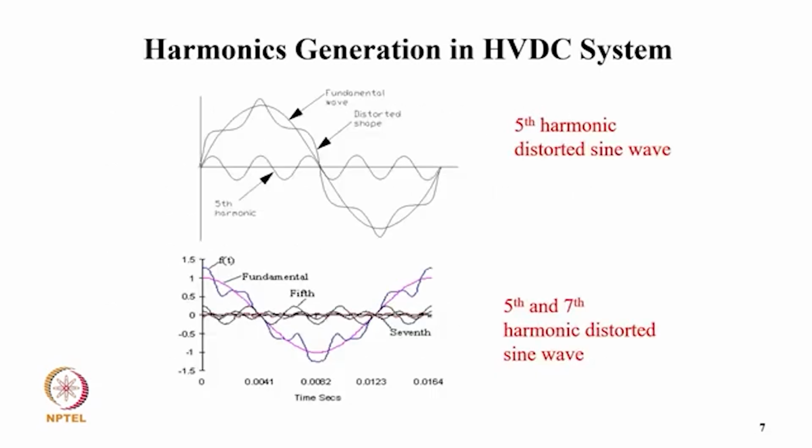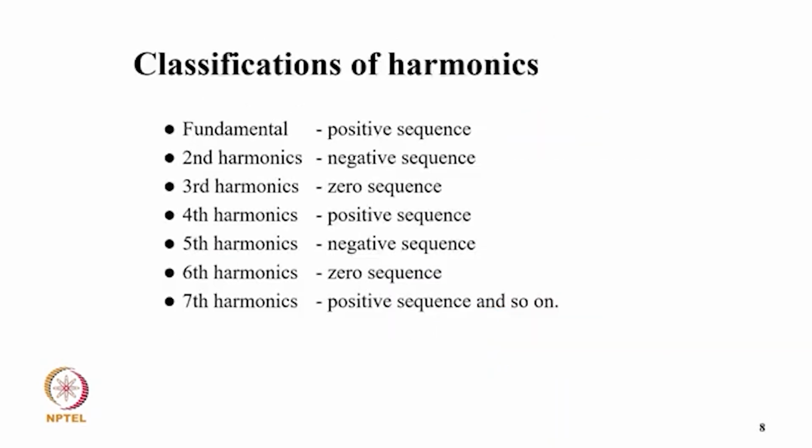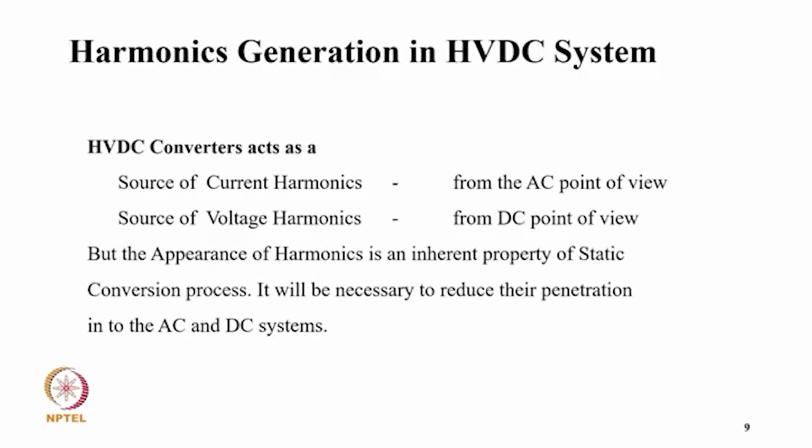Typically, in a non-sinusoidal waveform, you can see how it can be analyzed. As you can see, there is the fundamental plus the fifth harmonic, and then another waveform with the fifth and seventh harmonics in the distorted waveform. So you can clearly see from the analysis how harmonics are defined. For the classification of harmonics: the fundamental is positive sequence, the second harmonic is negative sequence, the third is zero sequence, the fourth is positive sequence, the fifth is negative sequence, the sixth is zero sequence, the seventh is positive sequence, and so on.